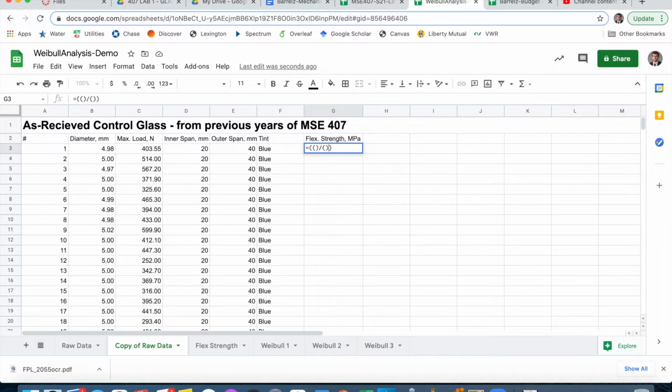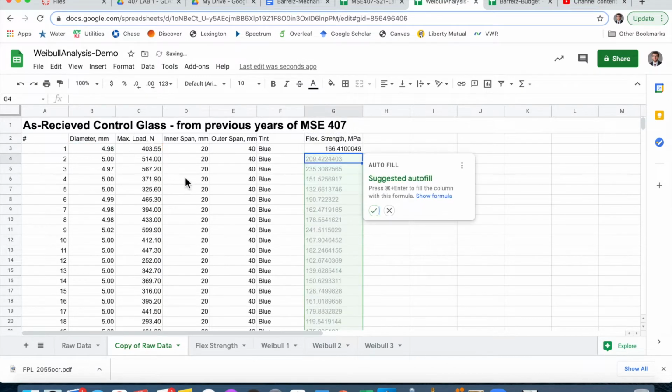So basically, I'm going to put the denominator. So that was 4 times the force, and I've got the force over here, and then multiplied by the outer span in millimeters. All right, and that was divided by pi, and I'm going to put pi and then parentheses. That's how we do it in Sheets and in Excel. And then multiplied by the diameter cubed. All right, so I hit that, and Google Sheets actually recommends that you autofill. So I can hit this, and then all the calculations are done for me.